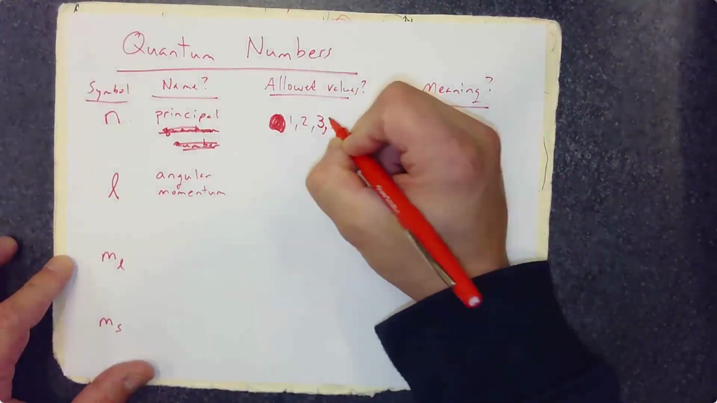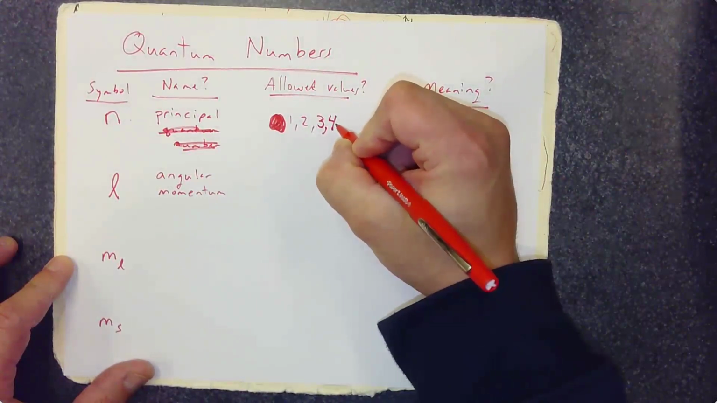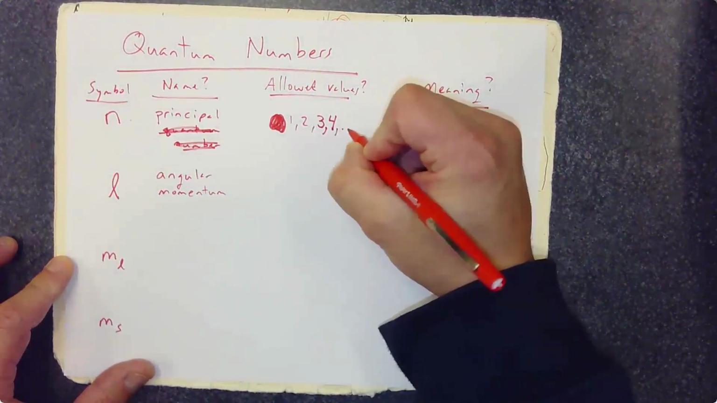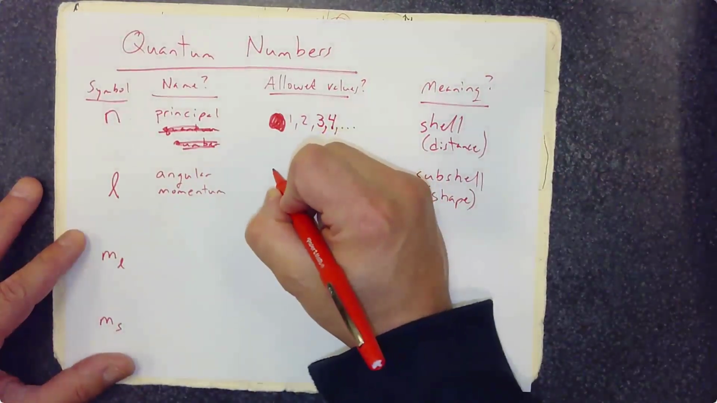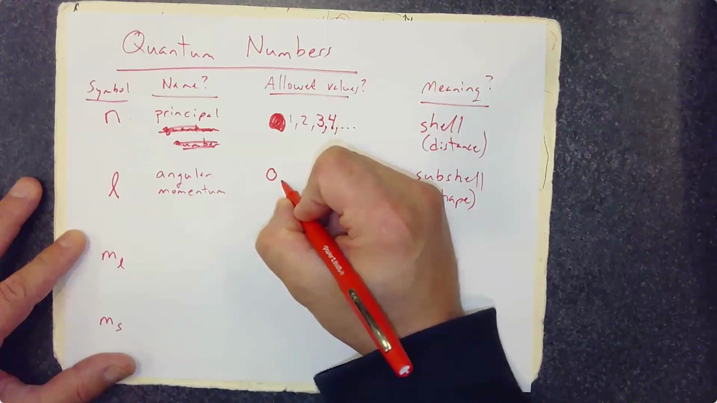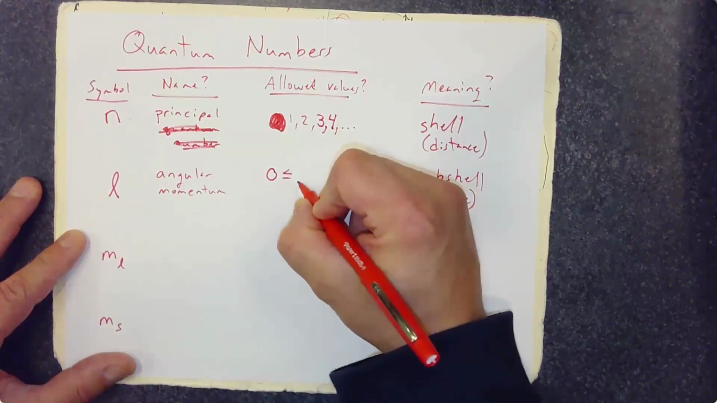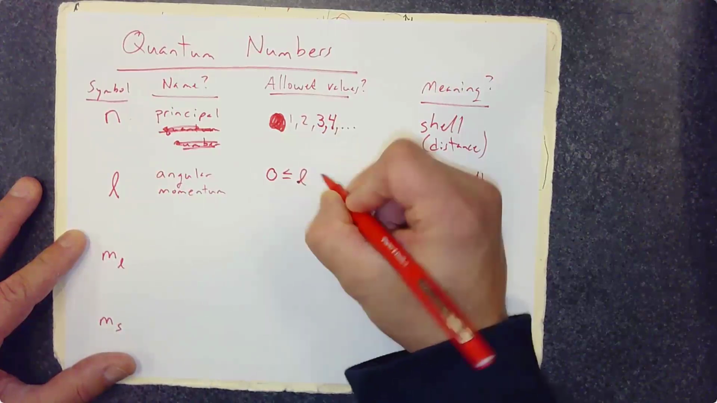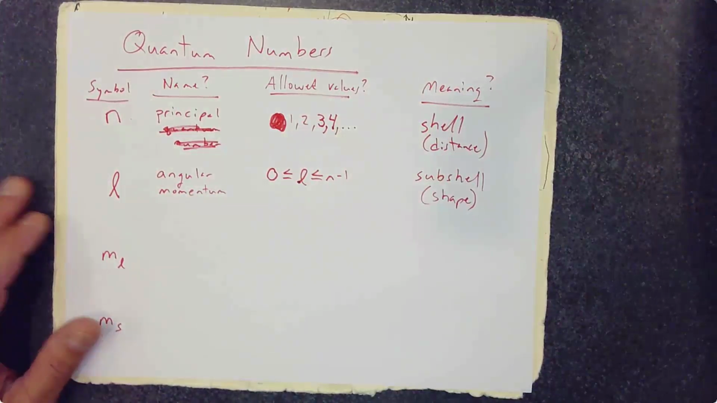So let me go ahead and add this into your table. How do I want to write that? So we'll do it this way. L is greater than or equal to 0 and less than or equal to n minus 1. There we go. Okay.